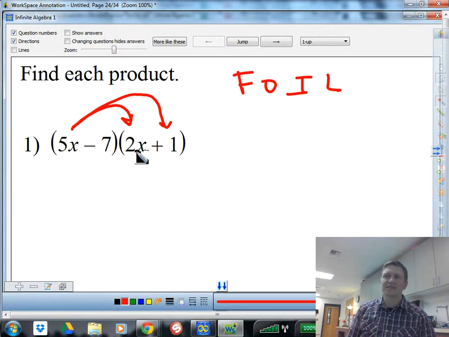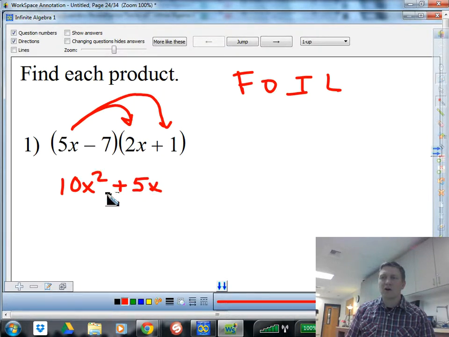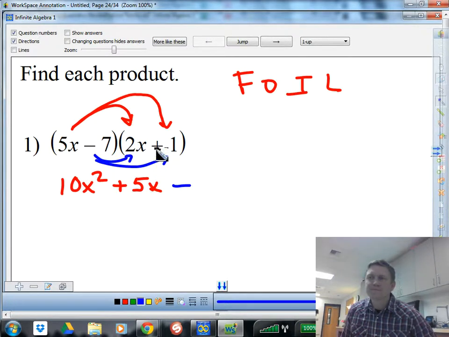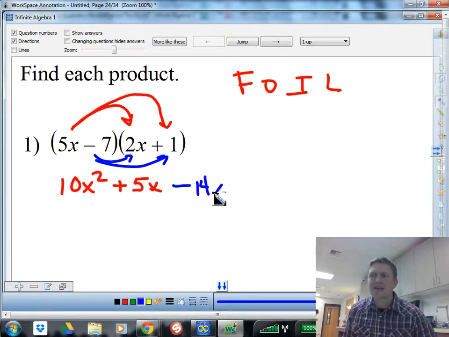Okay, so 5x times 2x is 10x squared. And then we go 5x times 1, and we're going to go plus 5x. Then we go down here and multiply. We're going to go negative 7 times 2 is a negative 14x. And then we also take negative 7 times 1 and we go negative 7.